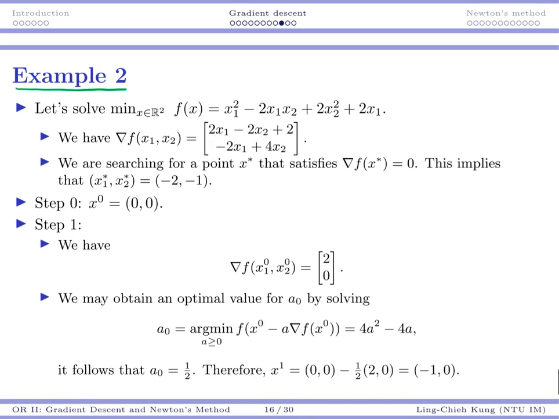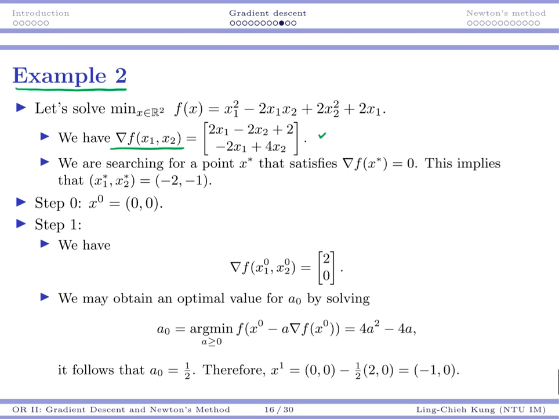Okay, so now let's take a look at our second example. So still, we want to minimize a function on the two-dimensional domain. And here that means we have two decision variables, x1 and x2. You may see that the function now looks a little bit more complicated, but still it's a second order function. Alright, so we may still first get our gradient, which is here.